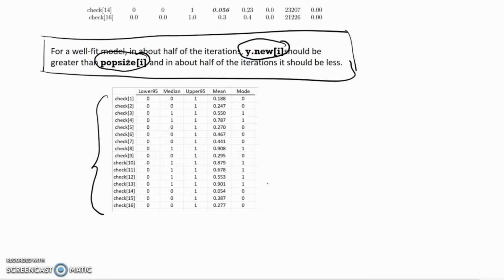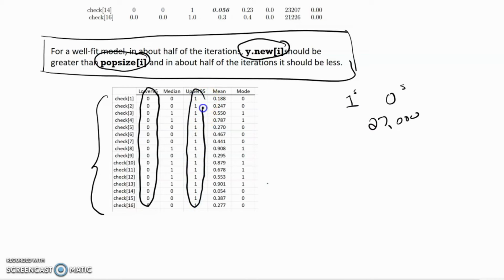If you think about it, for each year you've got all these 1s and 0s, essentially 27,000 1s and 0s for each year, because you've got 27,000 iterations. Well, not surprisingly, the lower credible interval is always going to be 0, and the upper credible interval is always going to be 1. But what really is important is the mean, the average of all those 1s and 0s separately by the year. Again, a well-fitting model would give you a value of check around 0.50.